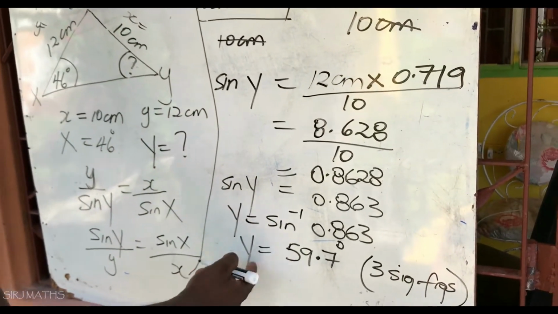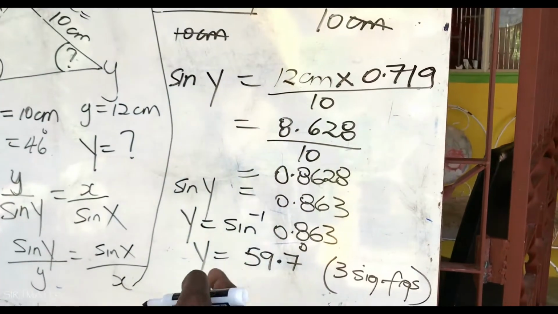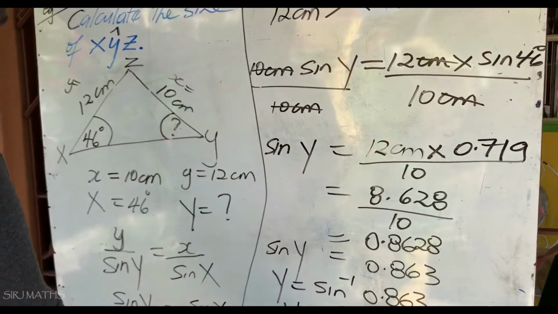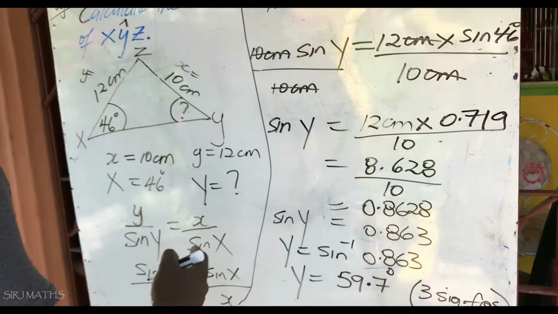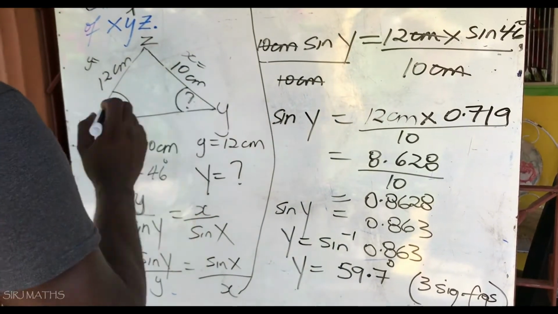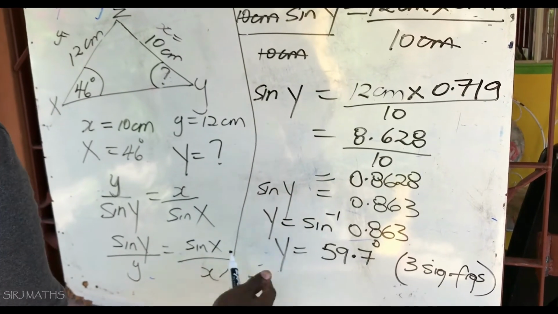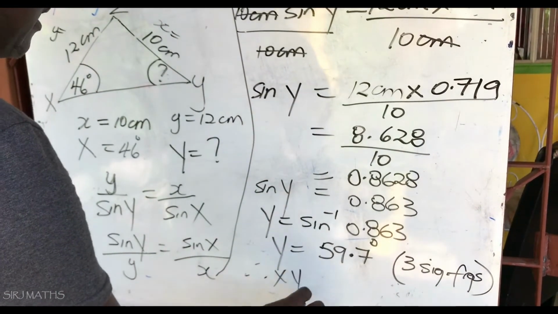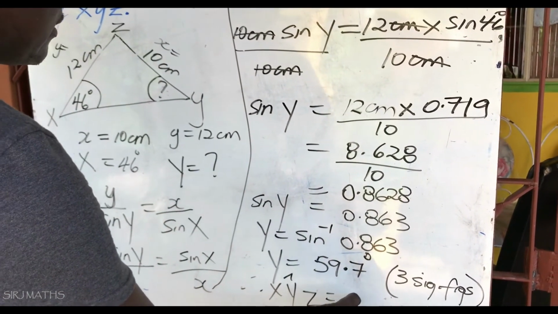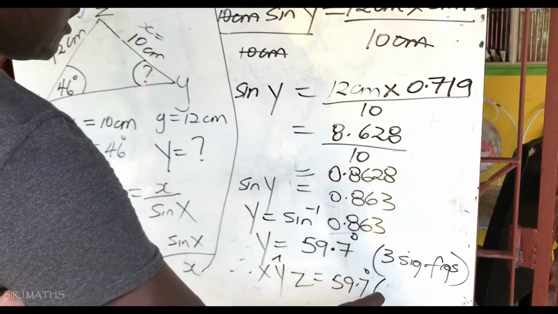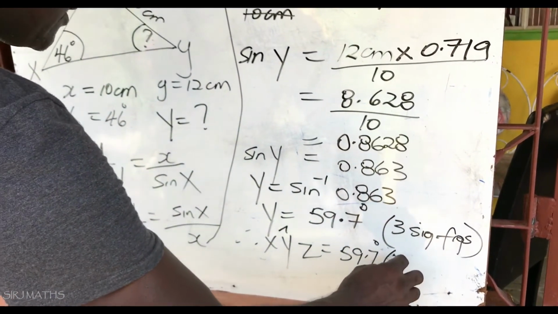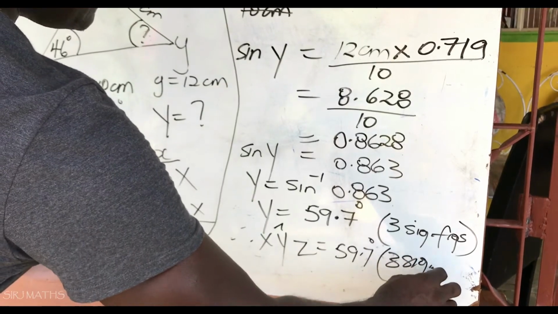So we are saying here, using the acute angle, which is less than 90 degrees, that the acute angle here is 59.7 degrees, which is this angle right here. So we have found angle y. So we can write, therefore, angle XYZ equals 59.7 degrees, correct to, say, 3 significant figures.